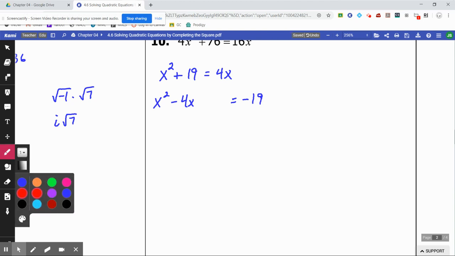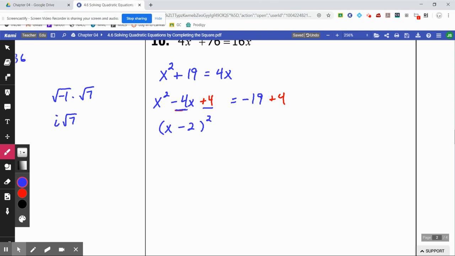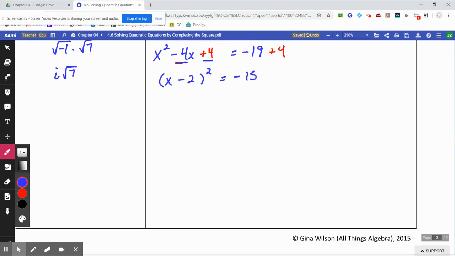Complete the square by taking half of negative 4 and squaring it. Gives you a positive 4. Add that to both sides. We are now going to factor this perfect square. X times itself, adds, multiplies, negative 2, which is half of negative 4. On the other side, negative 19 and 4 is a negative 15. Let's get rid of a square by doing plus and minus the square root.